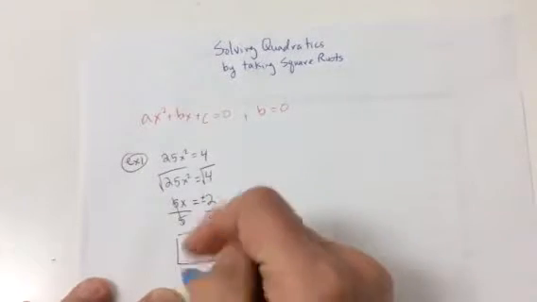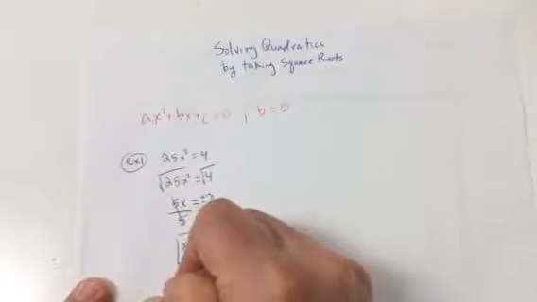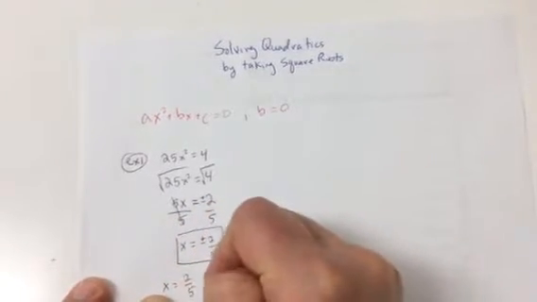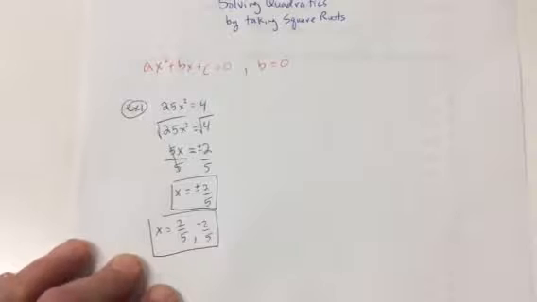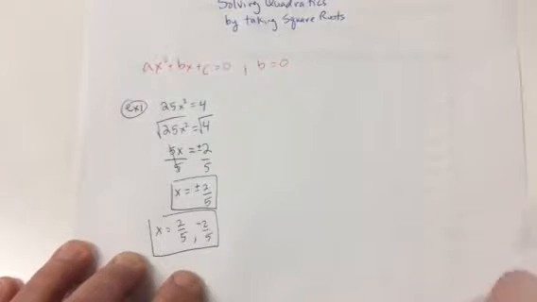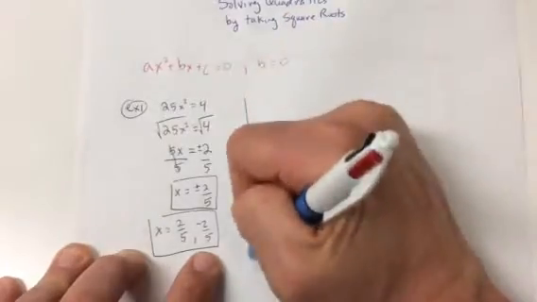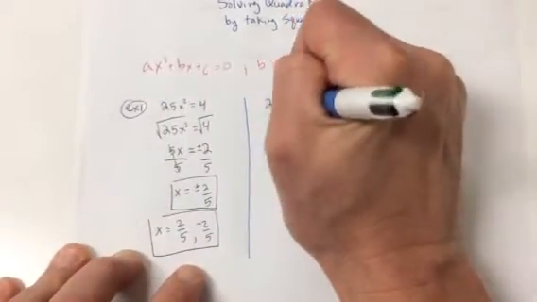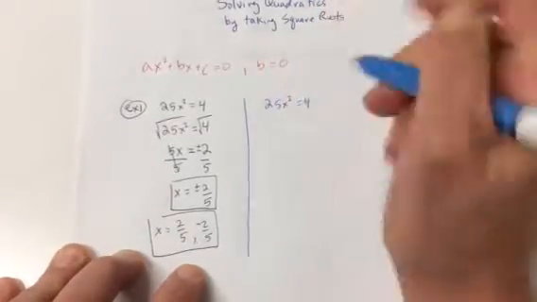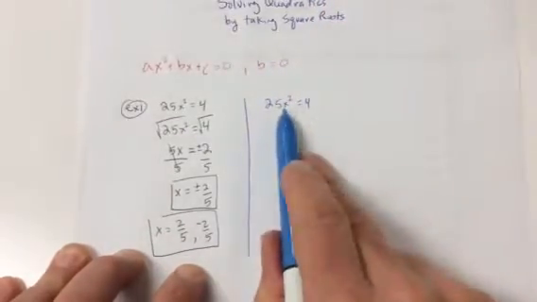Now it is fine if you want to go x equals 2/5, comma, negative 2/5, because that is also a true statement. Now another way that we could have worked this, and I'll do this in blue just to differentiate between the two. If I start out with my 25x squared equals 4, I can isolate the x squared.